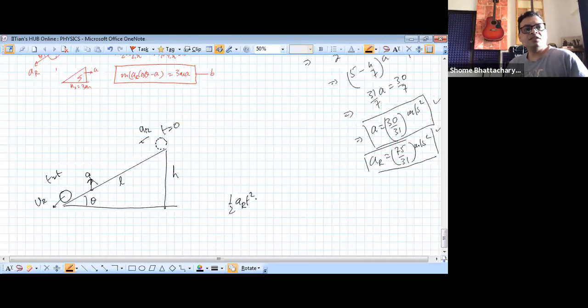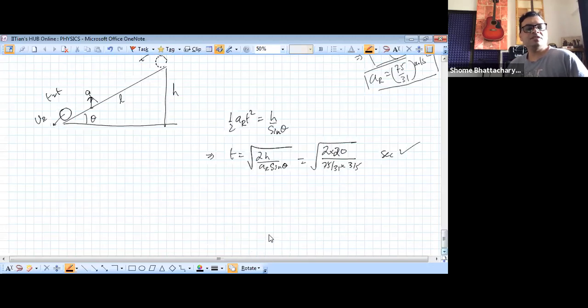So we can see that half A relative into t square should be equal to h by sine theta. So this time taken will become square root of 2h upon A relative sine theta. So square root of 2 into 20 divided by A relative, which was 75 by 31, sine theta, which is 3 by 5. Okay. So this will give us the time in seconds.